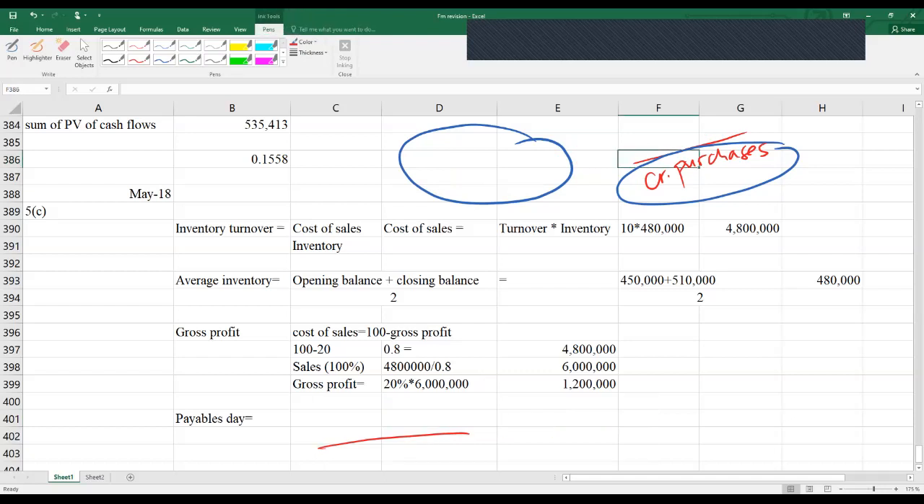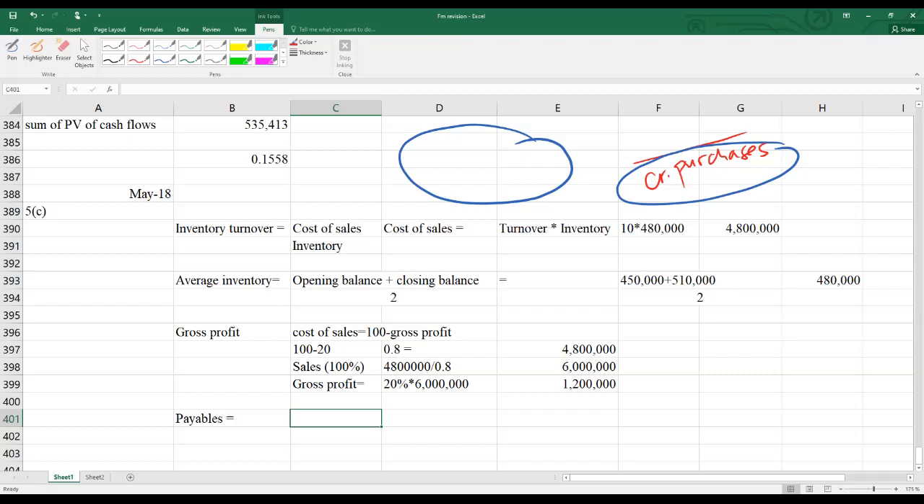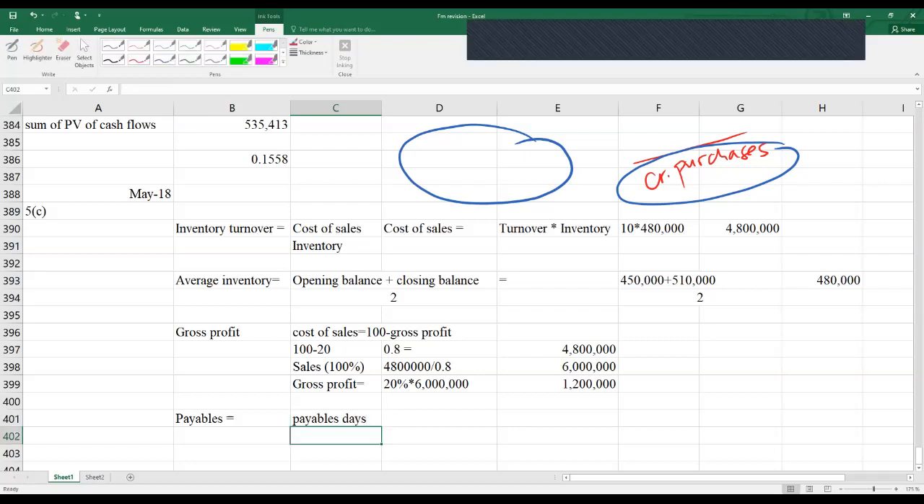So let me just clear off. Let me go straight to getting the payables investment, since I've made payables the subject of the formula. Payables investment will be equal to payables days, divided by 12 months, multiplied by credit purchases. Don't convert them into days: if it is months, use months, if weeks, use weeks.